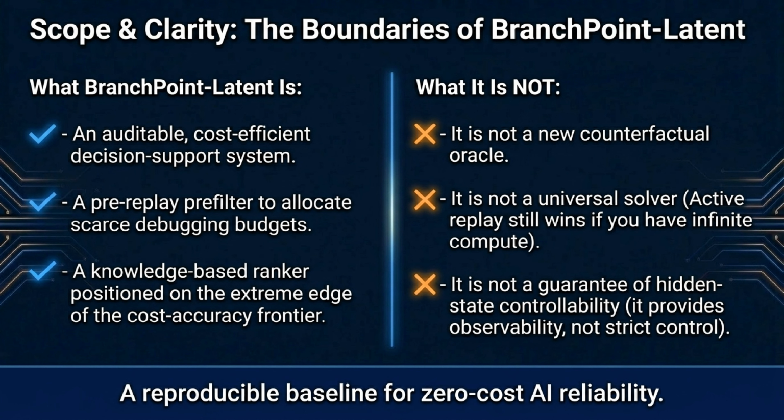Finally, let's establish the clear boundaries of BranchPoint-Latent. What it is: an auditable, cost-efficient decision support system, a pre-replay pre-filter to allocate scarce debugging budgets, and a knowledge-based ranker positioned on the extreme edge of the cost-accuracy frontier. What it is not: a new counterfactual oracle, or a universal solver. Active replay still wins if you have infinite compute, and it is not a guarantee of hidden state controllability, but rather provides observability. Ultimately, it stands as a reproducible baseline for zero-cost AI reliability.